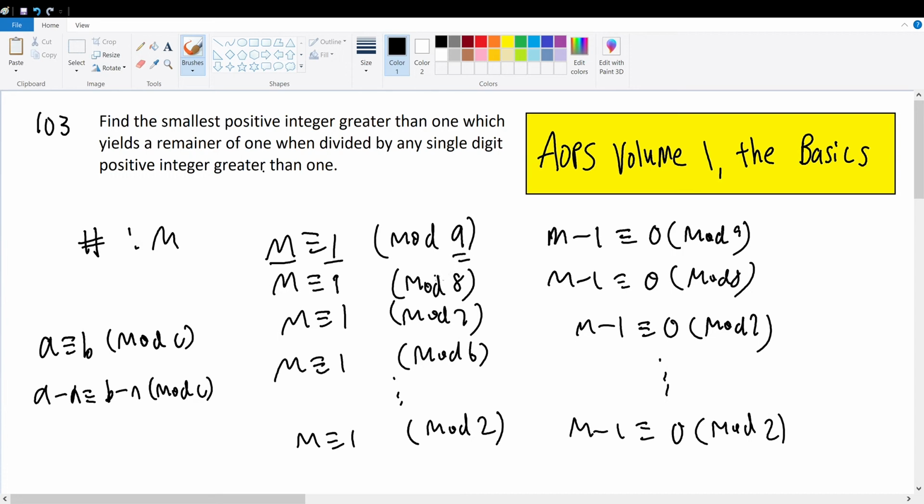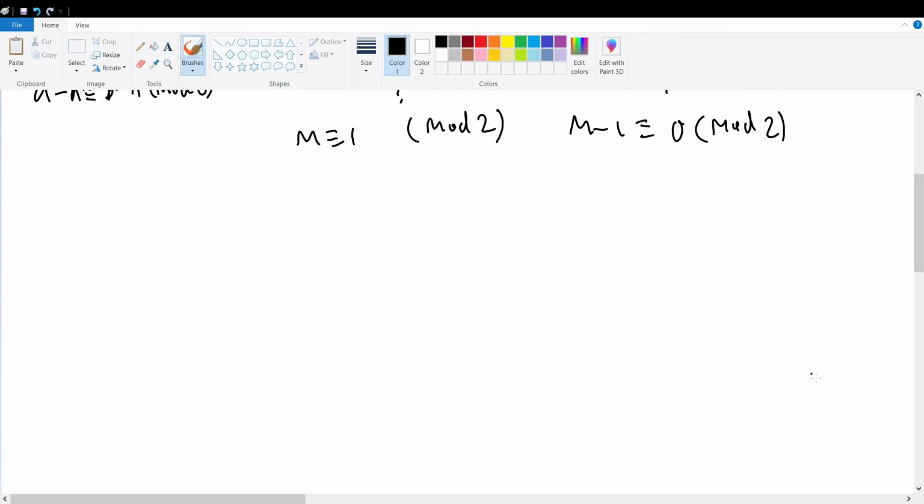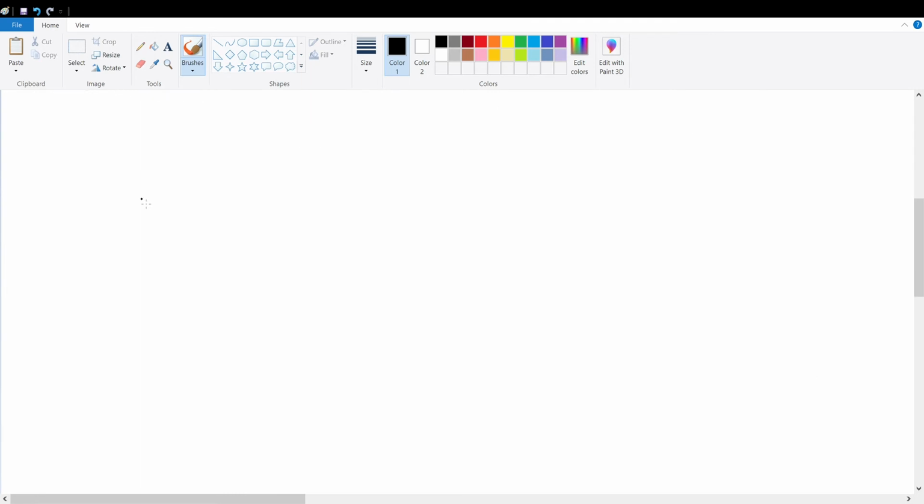Mod represents modular. So now with this definition, since each is congruent to 0 mod some integer, it must mean that it's completely divisible by each integer from 9 to 2. Therefore, we must find the smallest positive integer, meaning that we must find the least common multiple between 2 and 9. So if we scroll down to give us some room, because it's about to get messy, we can begin to do so. And to do that, I'm going to do prime factorization. So 9, 8, 7, 6, 5, 4, 3, and 2.